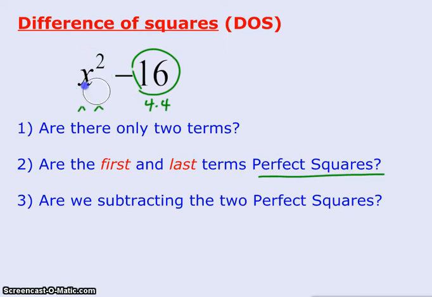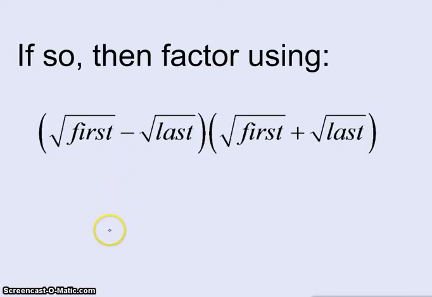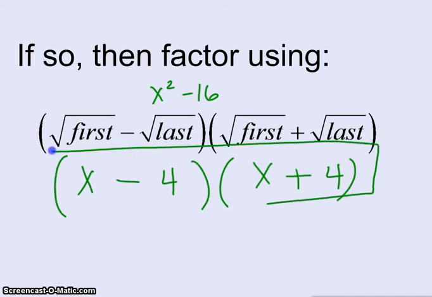Okay, so x squared minus 16 applies to all 3 of these properties, so we can use difference of squares on x squared minus 16. What that means is that you take the square root of the first term and the square root of the last term. So our problem was x squared minus 16. The square root of x squared is x, so that goes here and here. The square root of 16 is 4, so that goes here and here. And what you have is x minus 4, x plus 4. That is the factored form of x squared minus 16.